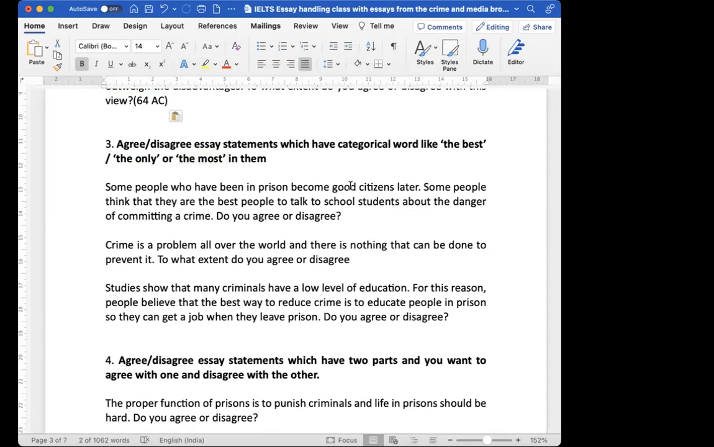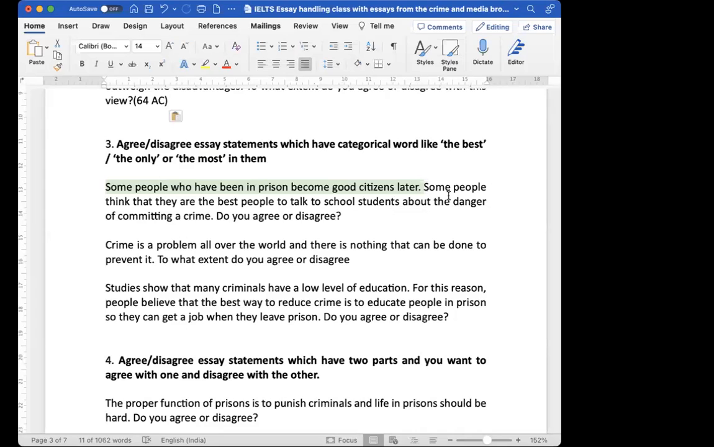क्योंकि अगर best लिखा है, अब देखो, some people who have been in prison become good citizens later. मेरे को ये बताओ, जो लोग कुछ prison में रह चुके हैं बाद में good citizens बन जाते हैं, ये fact है कि कोई कुछ कह रहा है? No, I don't think so. What you don't think? I'm asking you whether it is a fact or somebody saying.